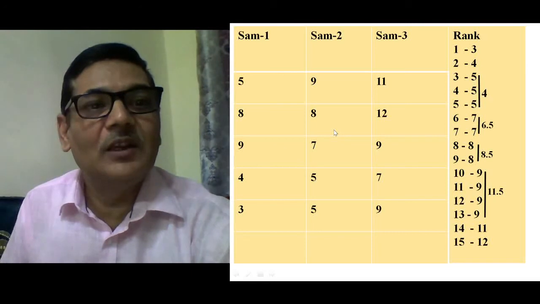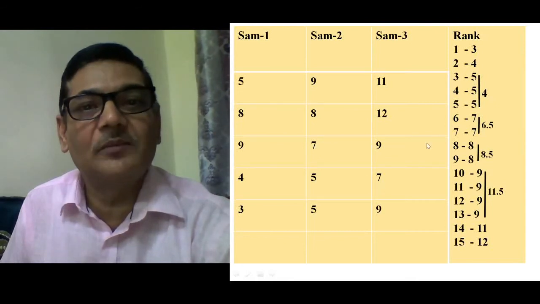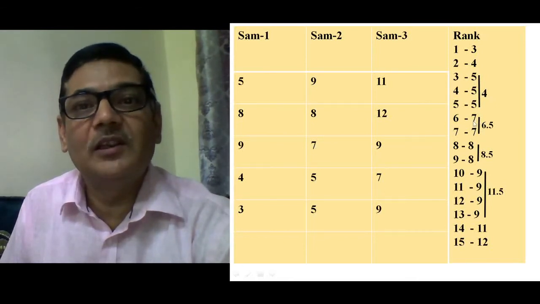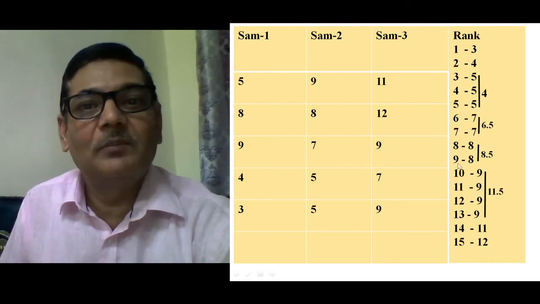Then the next number is 7. 6 is not there at all. It is 7 and it is coming 2 times. So I am writing here 7 and 7, and it is being ranked as 6 and 7, and its average will be 6.5. Then the next number is 8, and it is also coming 2 times.